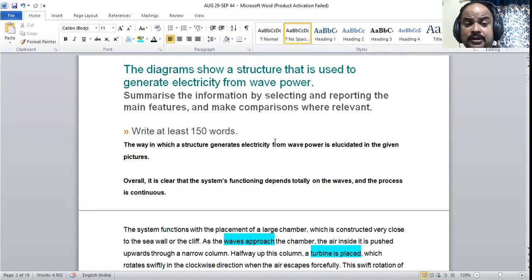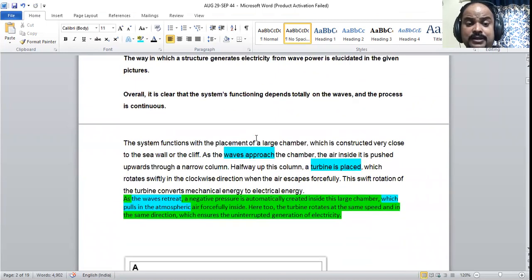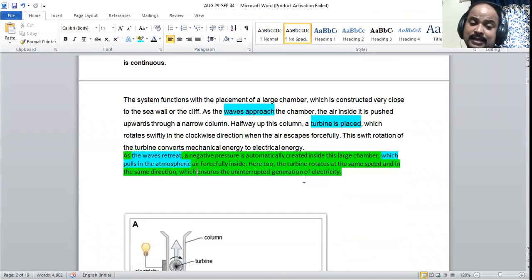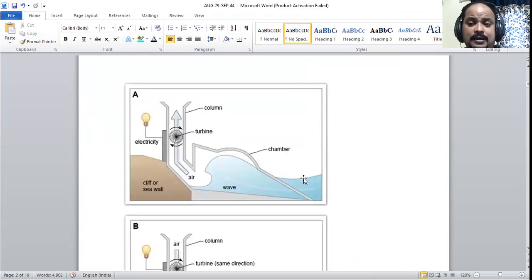So the introduction is there, overview is there, and then two paragraphs, the first picture and the second picture. I hope you all understood this picture.